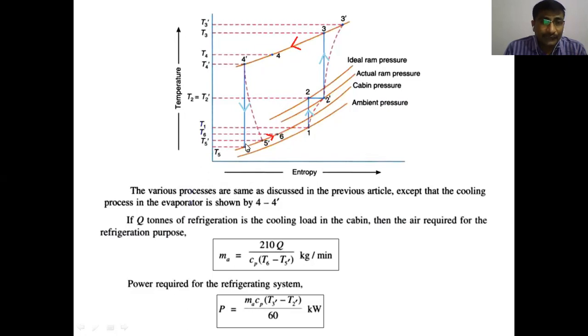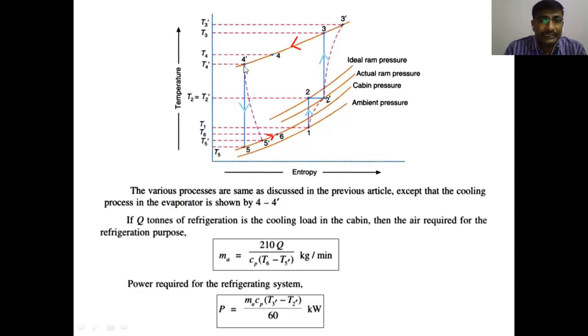4 to 5 is the isentropic expansion in the cooling turbine. 4 dash to 5 dash is the actual expansion in the cooling turbine. And 5 dash to 6 is the heat absorption in the cabin at constant pressure, at cabin pressure. The various processes are the same as discussed in the previous article, except that the cooling process in the evaporator is shown by 4 to 4 dash. This is the only process that differs from the simple air cooling system.